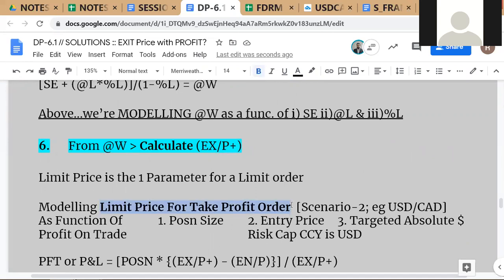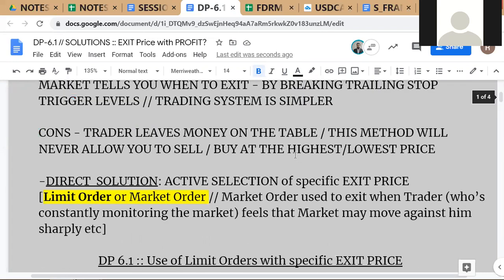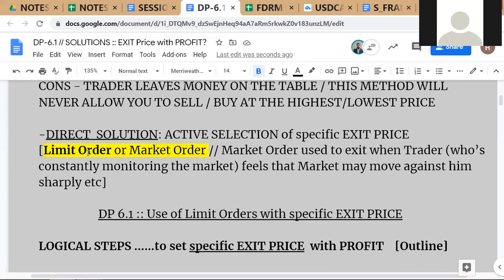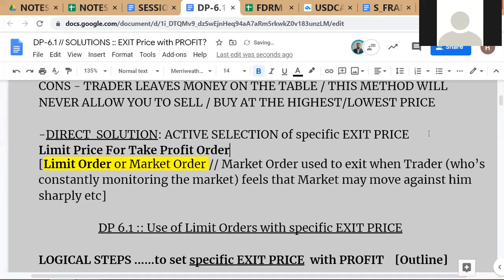Limit price for take profit order. This is basically what we learned here: under direct solution, active selection of specific exit price. Let's put it this way. Limit price. This is the real problem.